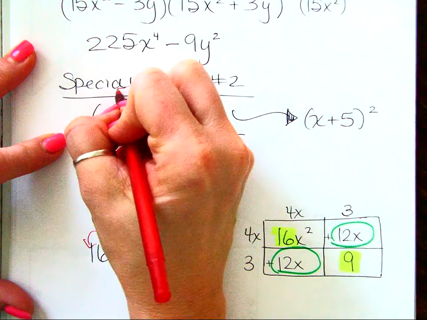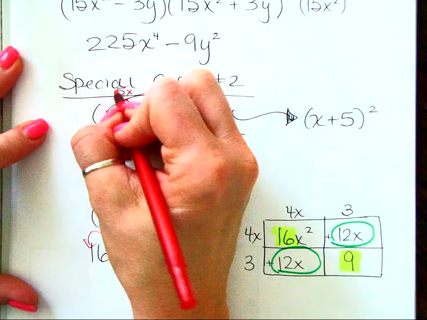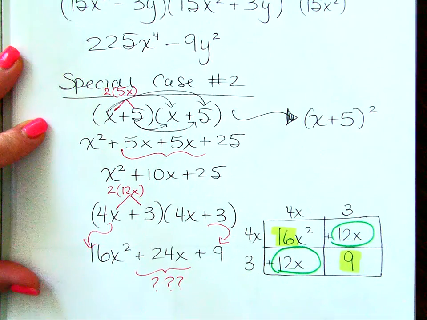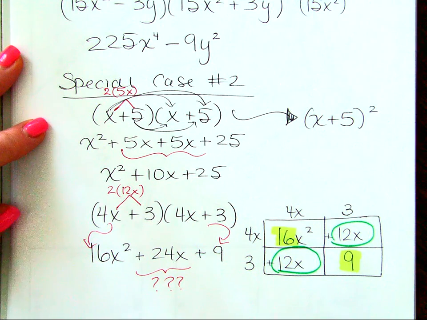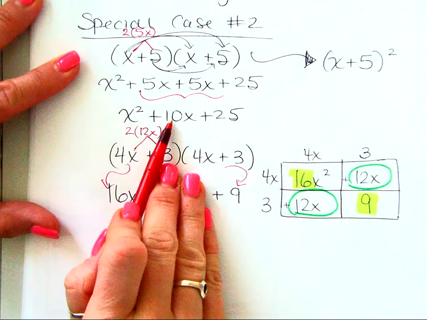5x. What's that doubled? Not squared. That's the most important thing. Don't square it. Double it. 5 plus 5 is 10. Let's do it for another one and see if that works.